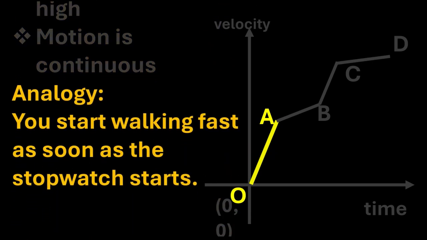So if you were to make an analogy here, it would sound like this. You start walking fast as soon as the stopwatch starts. Walking fast, more distance in less time, more distance in less time. Stopwatch starts, t is equal to 0.